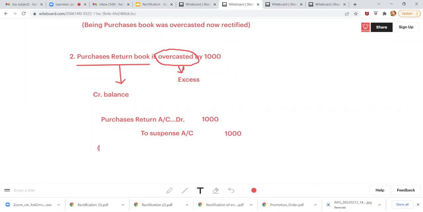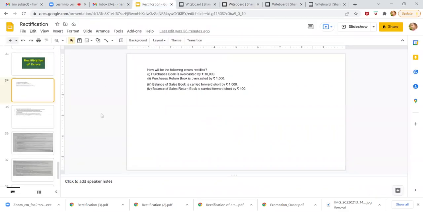Yeah. So here we will write the narration as being purchases return book was overcasted, now rectified. All right. Till now, is there any doubt? No, ma'am. All right. So now we have the next question, as the balance of sales book is carried forward short.